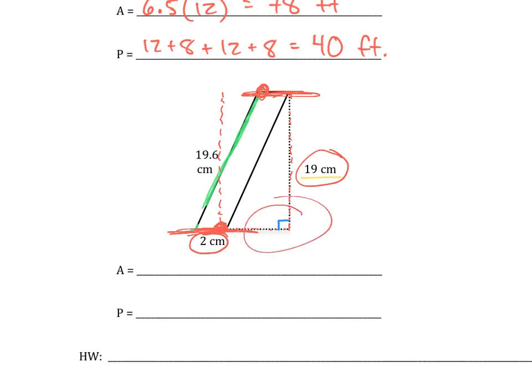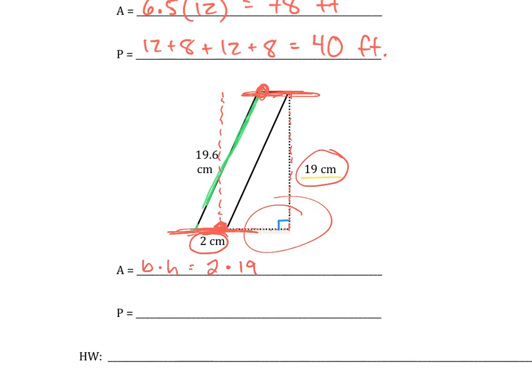And perpendicular is indicated right there. So the base is 2. The height is 19. Okay, and that's the trick with parallelograms. Whenever you are calculating area, it's always base times height. And the base and the height are always two lines that are perpendicular to each other. Perpendicular means right angle. So you got to look for that right angle. Okay?